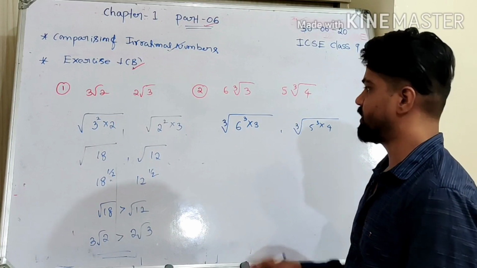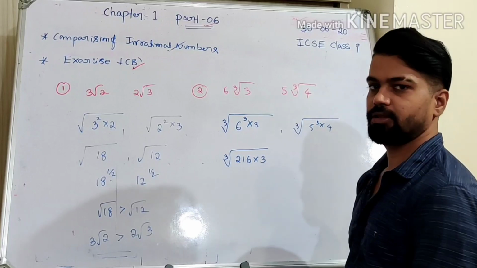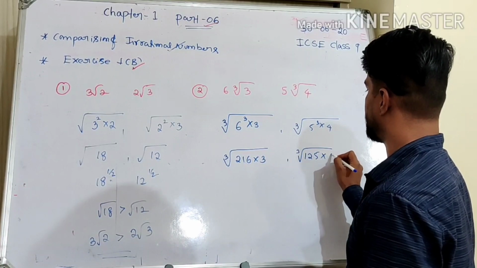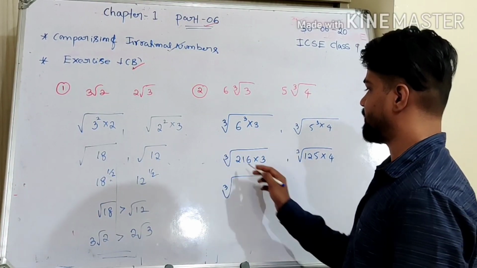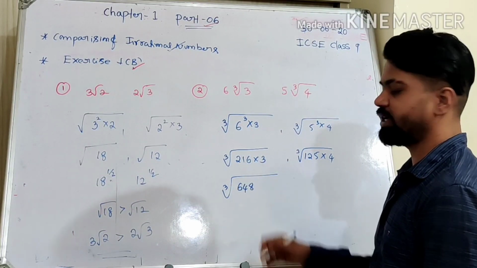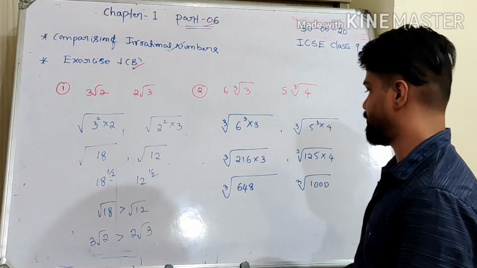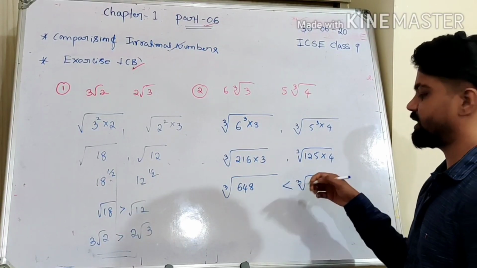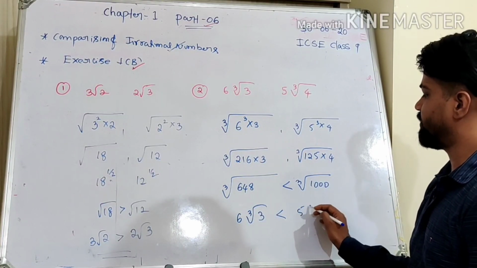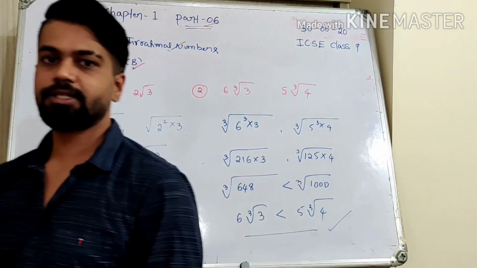So 6 cube is 216, into 3. Whereas 5 cube is 125, into 4. Now I need to understand this product. 16 3s are 48, 200 3s are 600, totally 648. Whereas 125 into 4 is exactly 500. So now I can say 648 is greater than 500, so 6 cube root 3 is greater than 5 cube root 4. So that is the answer.